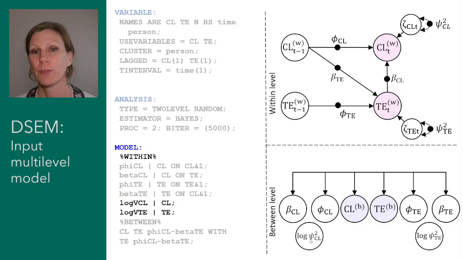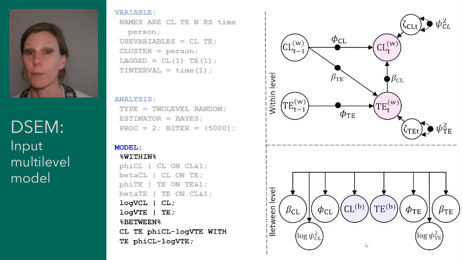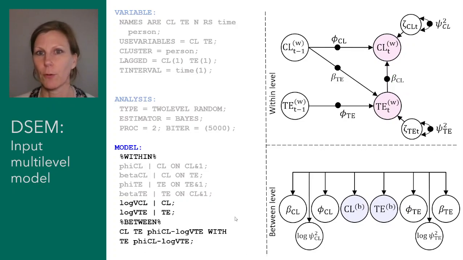So this is what happens. We get the log of the residual variance at the between level. That's referring to this black circle becoming this open circle here, and this black circle here becoming this open circle here. These are then allowed also to be correlated with everything else. So now I include this log VCL until log VTE, so it's phi CL up to log VTE. Everything in between is included in this dash, and that's also true here. So all of the random effects are allowed to be correlated now.